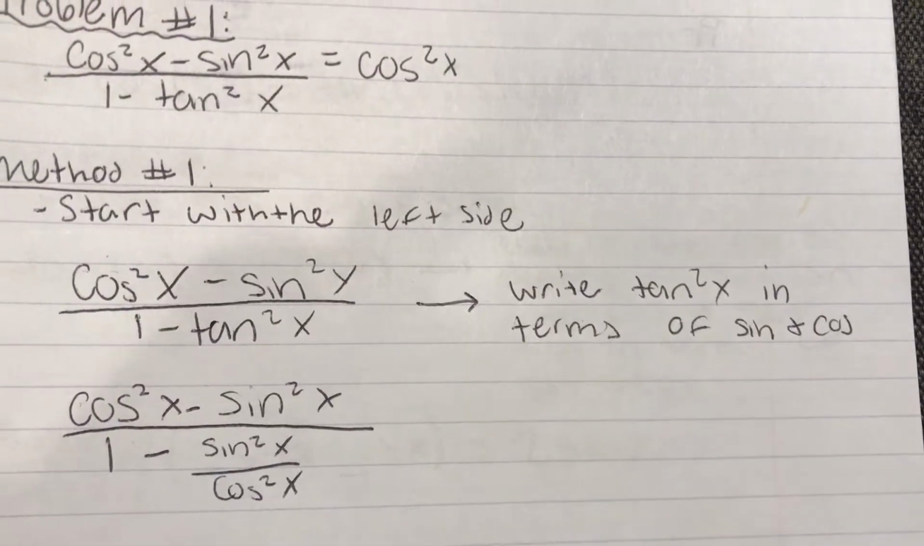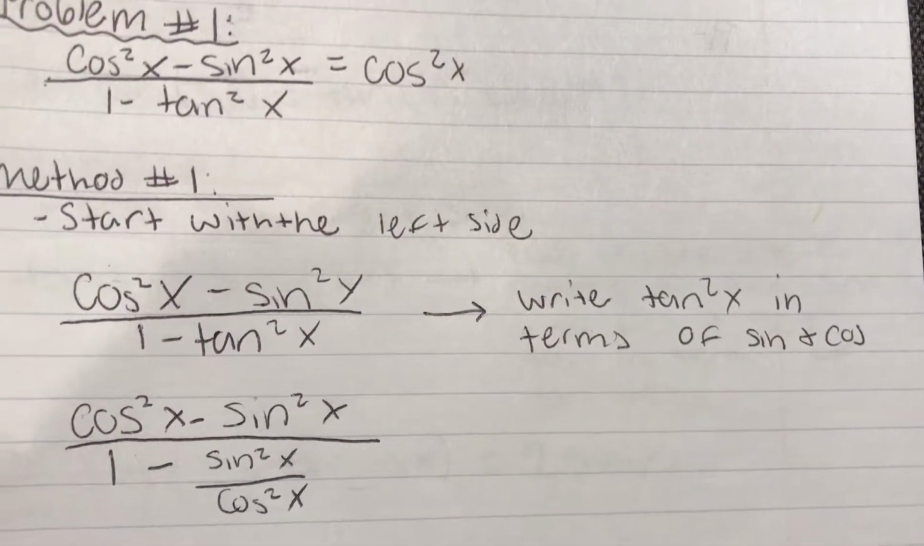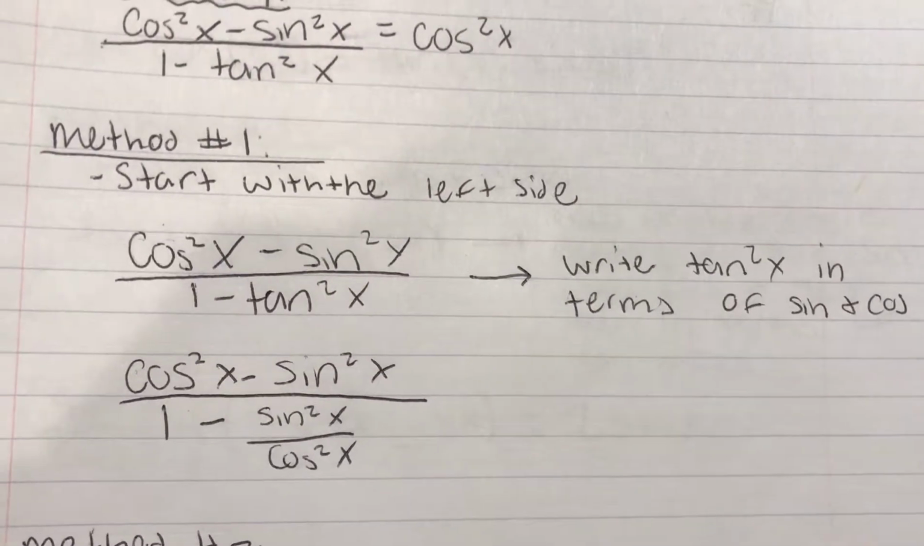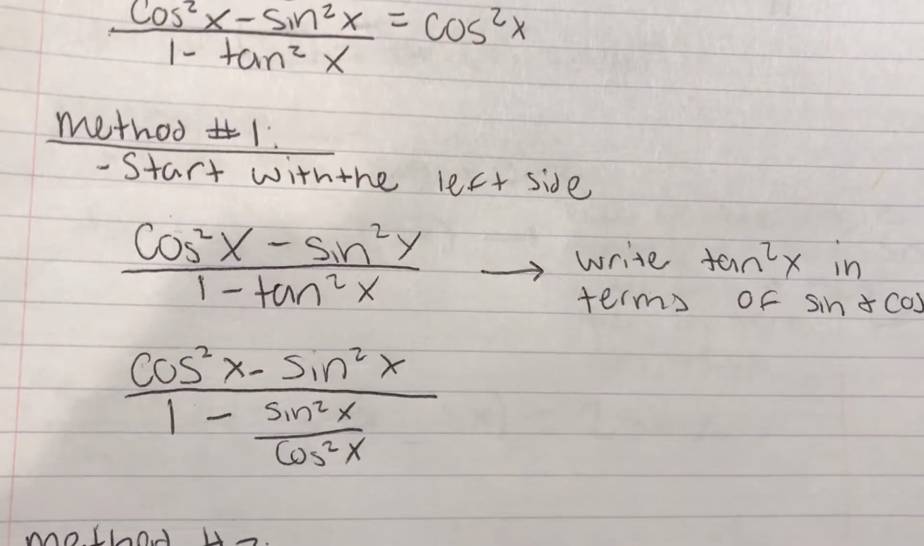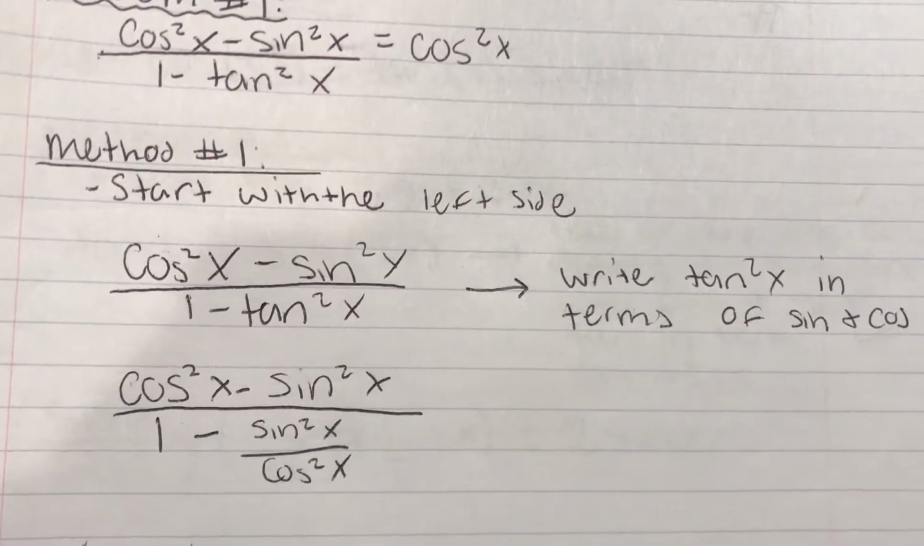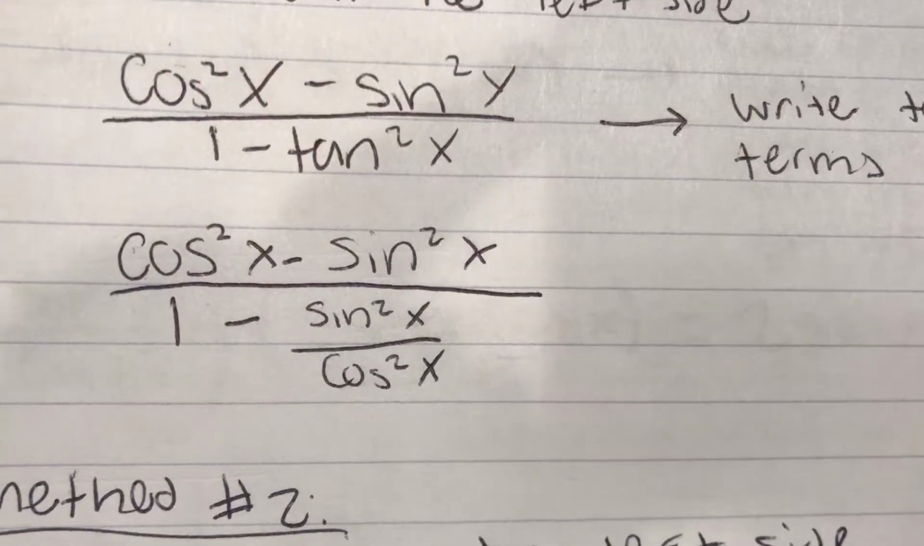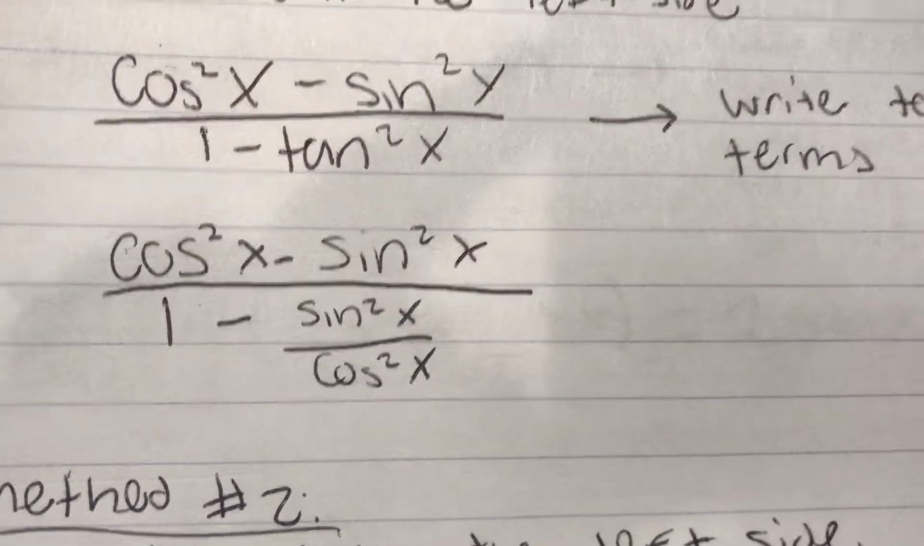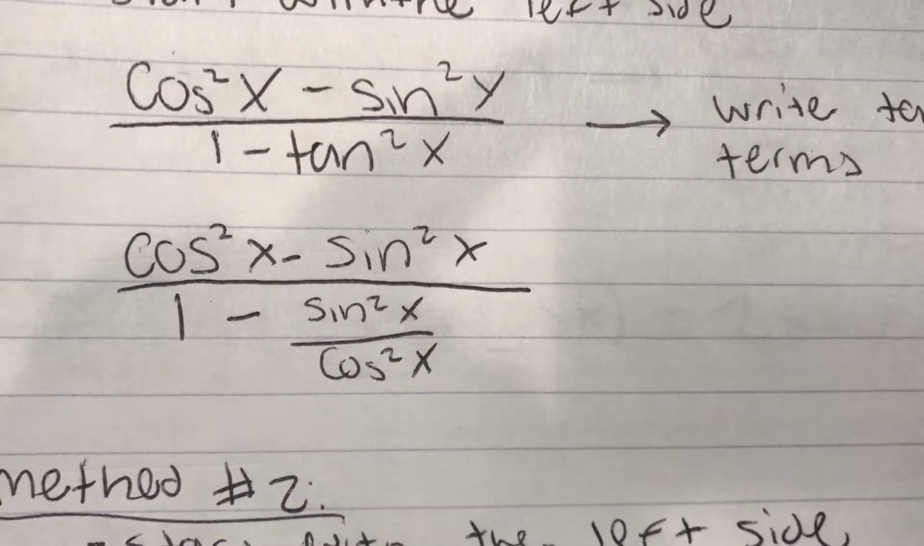And here we're going to write tangent squared x in terms of sine and cosine. So cosine squared x minus sine squared x over 1 minus tangent squared x will translate to cosine squared x minus sine squared x over 1 minus sine squared over cosine squared.